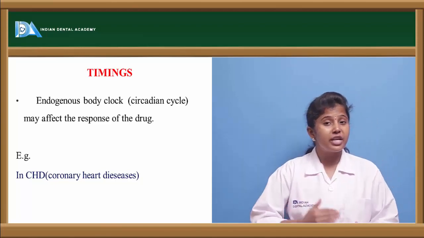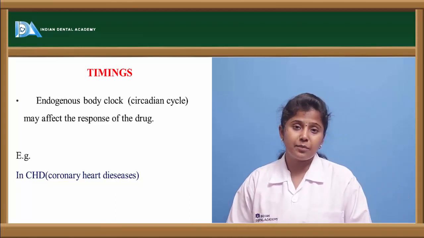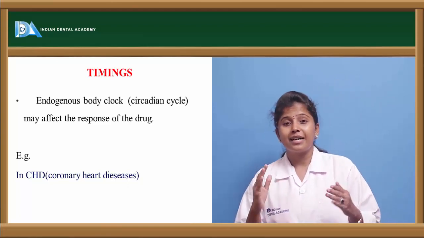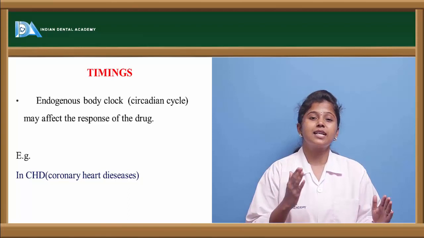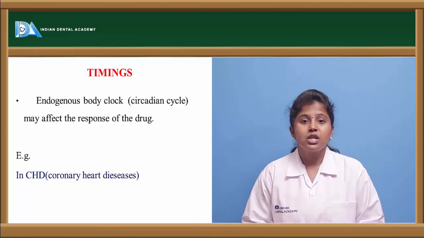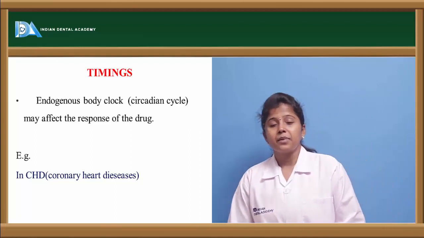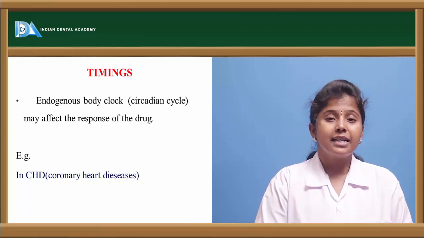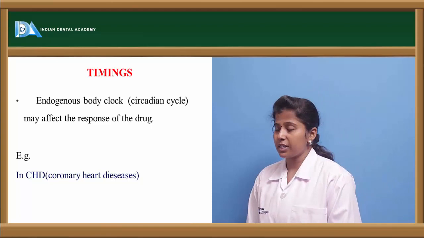And if there are any changes in the circadian rhythm, for example, a few people have night shifts during their job, during the time of sleeping they are working, and during the time of working they are sleeping. So the circadian rhythm is completely reversed. In this condition the drug response will be altered. For example, if a person has coronary heart disease and his circadian cycle is improper, then it leads to adverse drug response.